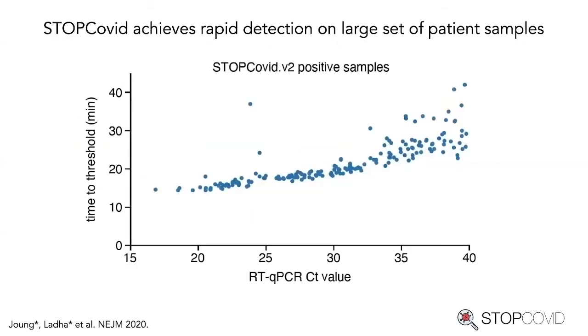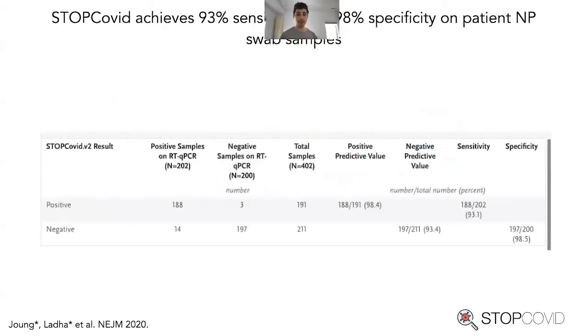In collaboration with groups at the University of Washington, we tested this on a panel of 400 patient samples. We found that not only could we detect these patient samples across a large range of CT values for qPCR, but our time to threshold correlated with the CT value. So higher CT values and lower abundance samples took longer to detect as well. Across this panel, we achieved very high sensitivity and specificity: 93% sensitivity and 98% specificity on these patient nasopharyngeal swab samples.